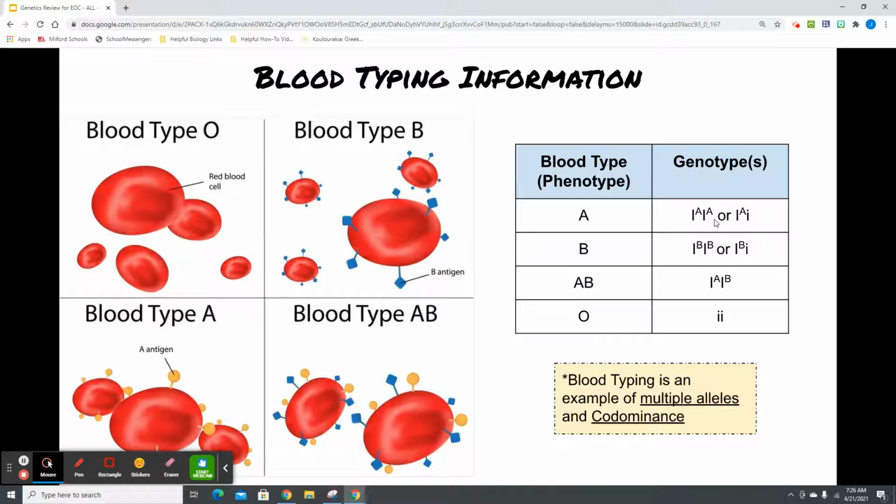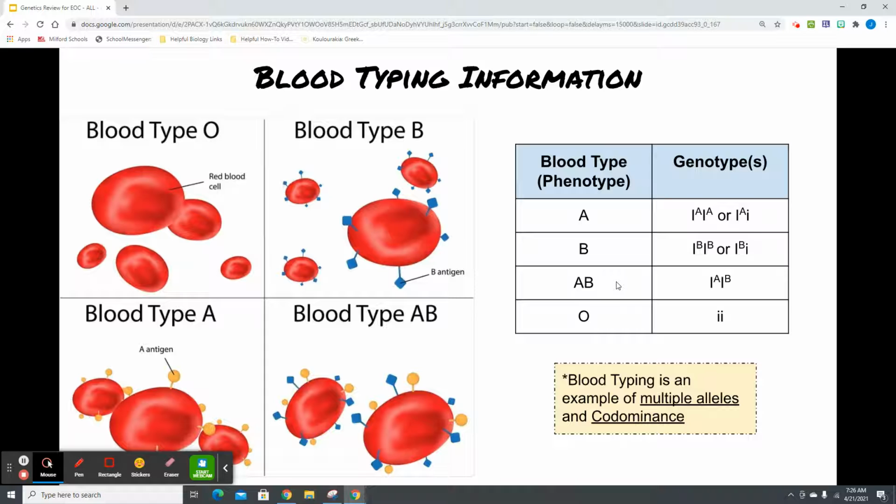And we learned that there are several genotypes because this is a multiple allele situation. So we don't just have big T, little t. Now we have 3 alleles to deal with instead of 2. So you can have the A allele, the B allele, or the O allele. 2 A alleles or an A and an O give you A type blood because A is dominant over O. 2 B alleles or a B and an O give you B type blood because B is dominant to O.